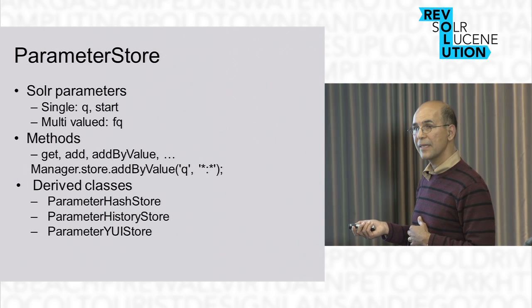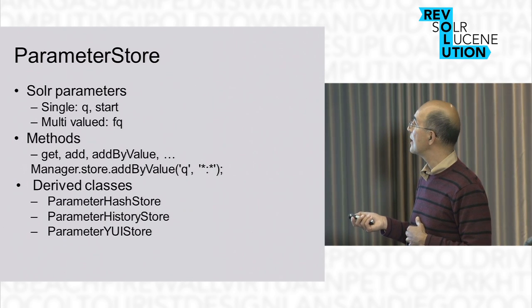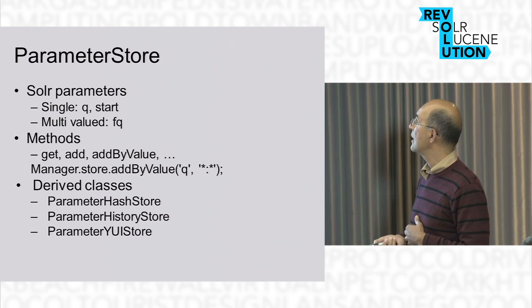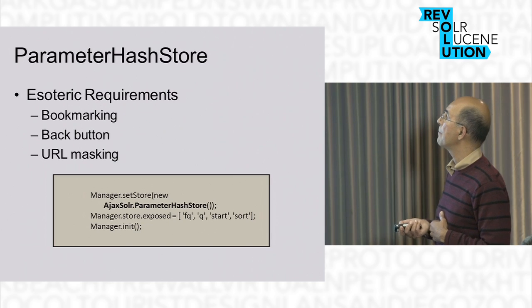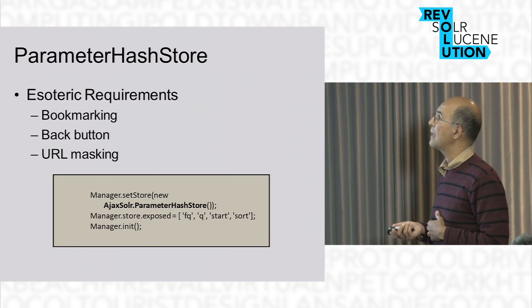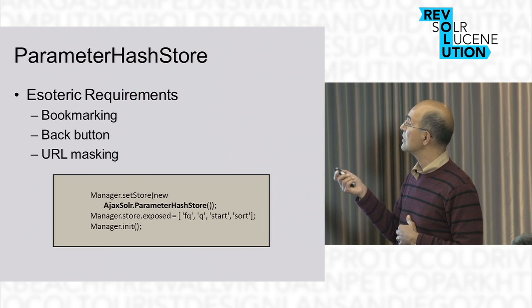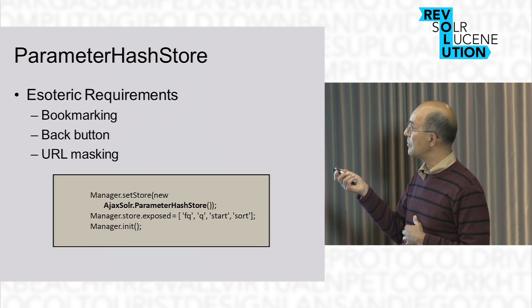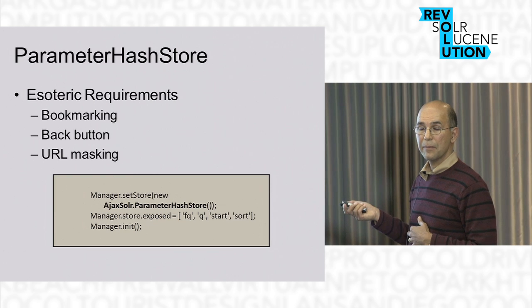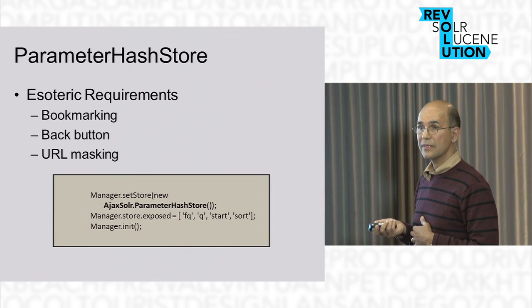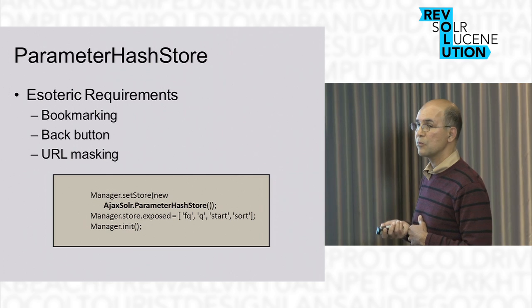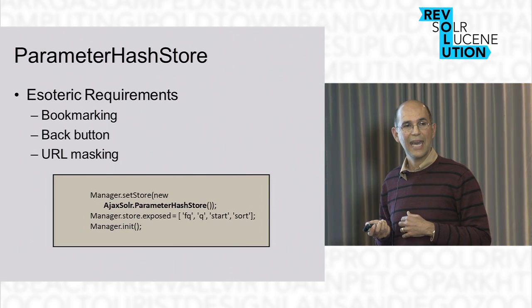There are a bunch of implementations of this class, which is listed here. Here I want to talk about ParameterHashStore and why we ended up using it. Before I get into describing that, I wanted to explain some of the requirements that this implementation helped us to address. One thing was bookmarking.